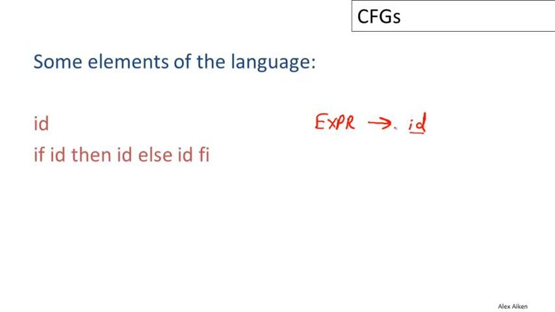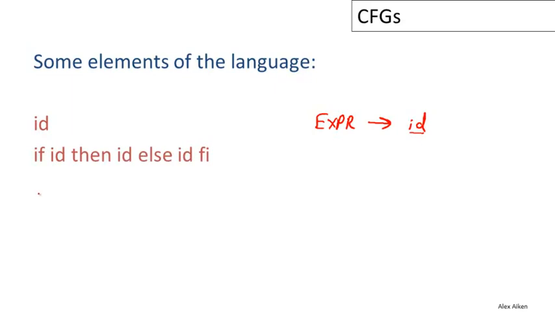Let's take a look at some of the strings in the language of this context-free grammar. So a valid Cool expression is just a single identifier, and that's easy to see because EXPR is our start symbol. I'll call it expr. And there's a production that just says it goes to ID. So I can take the start symbol directly to a string of terminals. A single variable name is a valid Cool expression.